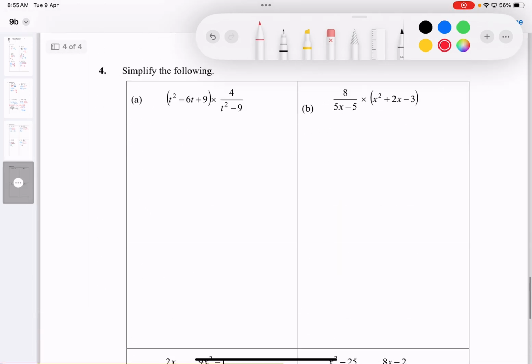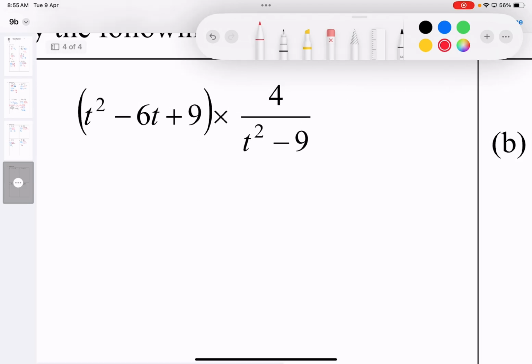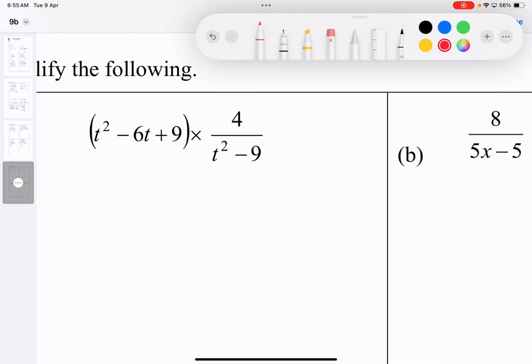This is the last page. Okay, this is the last page already. Now this one maybe is going to be a little bit more difficult, but just follow along. Remember I told you, when you see a plus and minus, that means you have to factorize first.